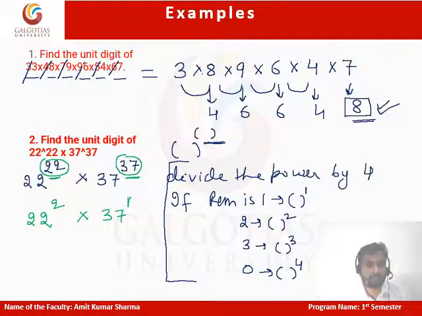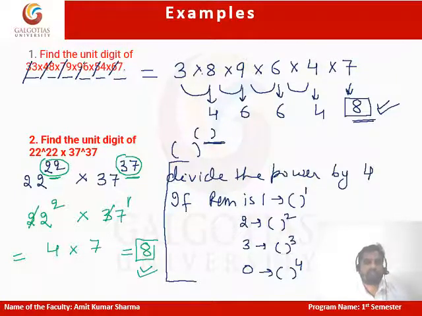Now it becomes a small expression, and we need to find out the unit digit only. So these other digits do not play any role. So 2 squared ends with 4, and finally 7 to the power 1 ends with 7. And 4 times 7 is what? Ends with 8. So the unit digit of this huge expression will be 8, which we can easily find out in definitely less than 1 minute. I hope it's clear, right?